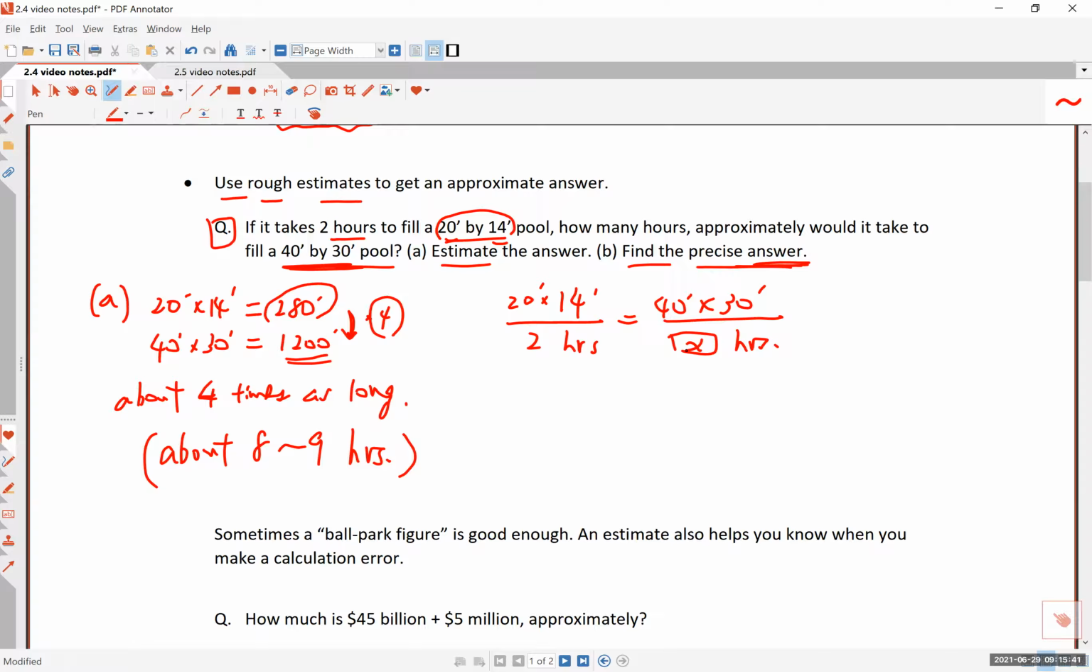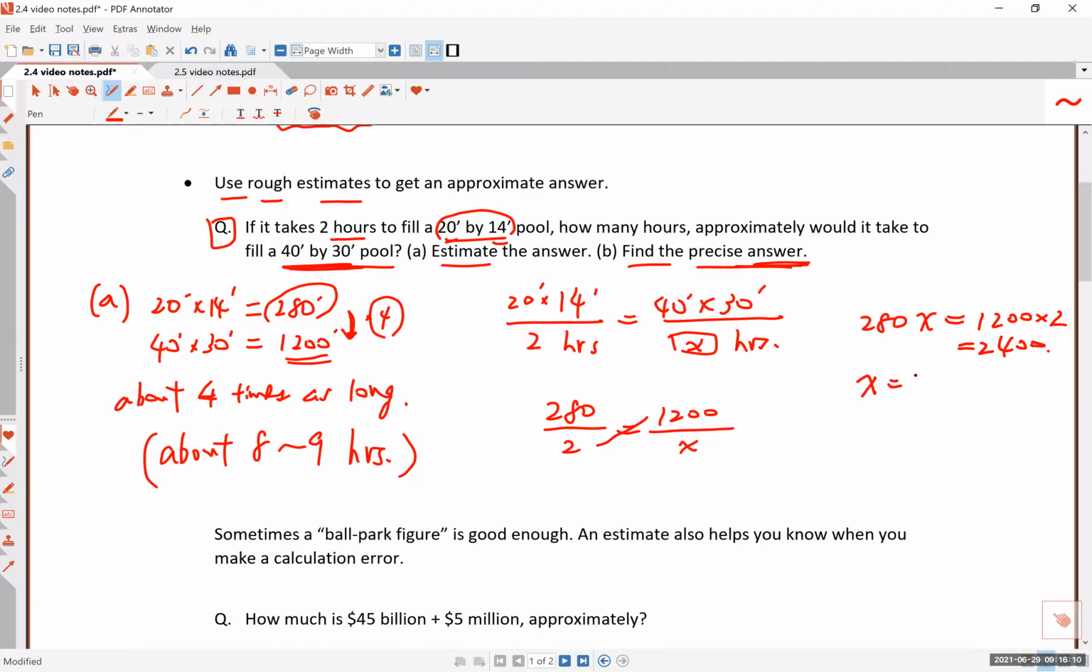And so we already know the answers, or the multiplication, the products for these top parts, which are called numerators. Numerator here is 280. And over here, it's 1200, right? So if you use cross multiplication, you can say 280 times x is equal to, and cross multiplying these, that's 1200 times 2, and that's 2400.